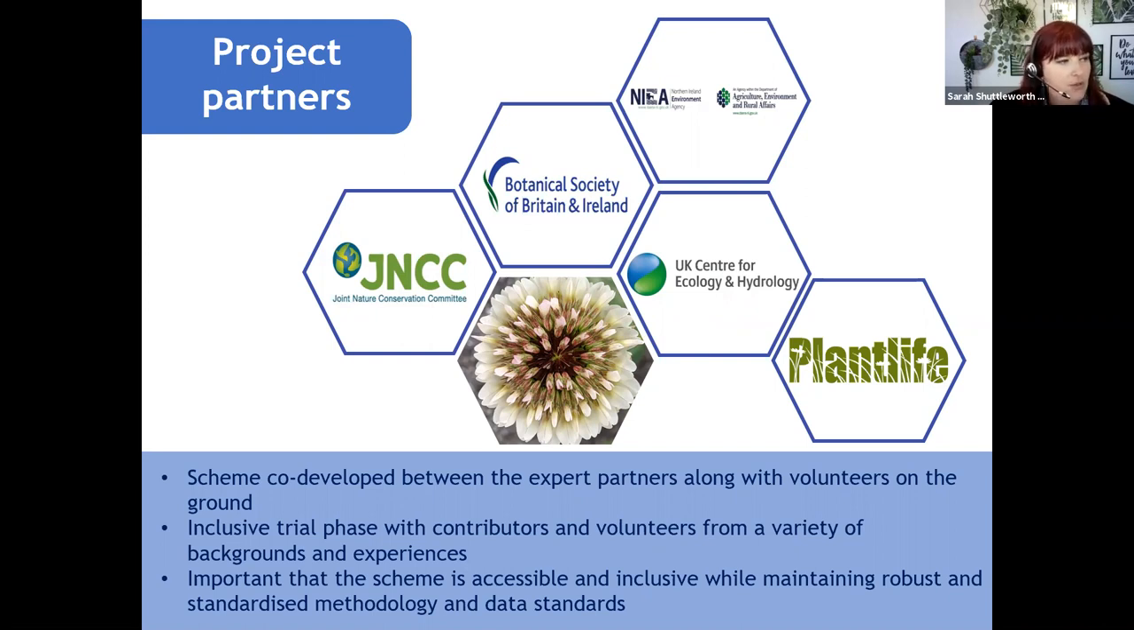The UK Centre for Ecology and Hydrology is an independent, not-for-profit research institute carrying out environmental science across land, sea and air. And the BSBI, the Botanical Society of Britain and Ireland, is a botanical society for anyone interested in the flora of Britain and Ireland and has been around since roughly 1836. Recently, we also have partners DAERA, the Department of Agriculture, Environment and Rural Affairs for Northern Ireland. And obviously Plantlife as well, who I'm employed by.